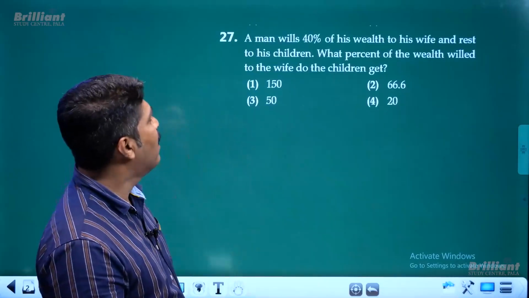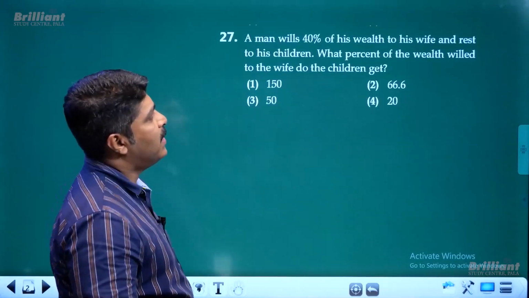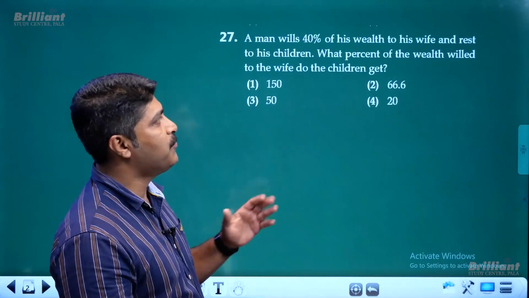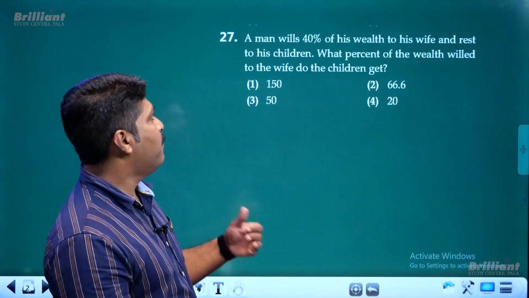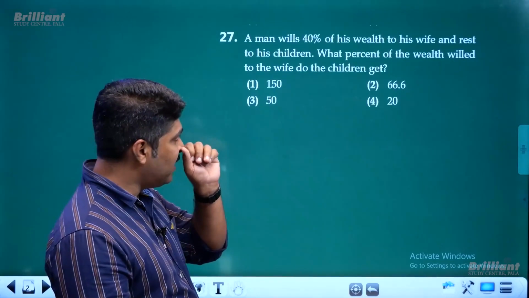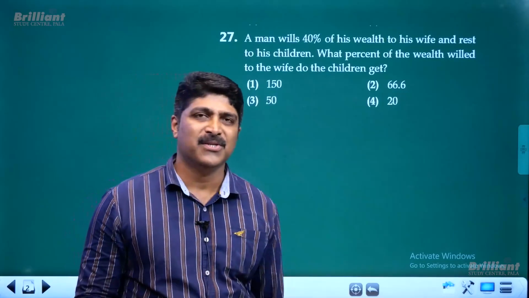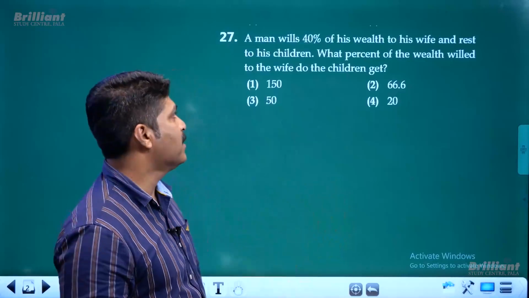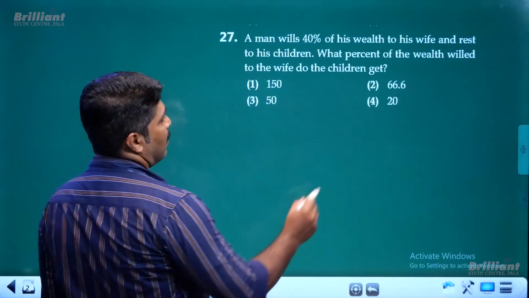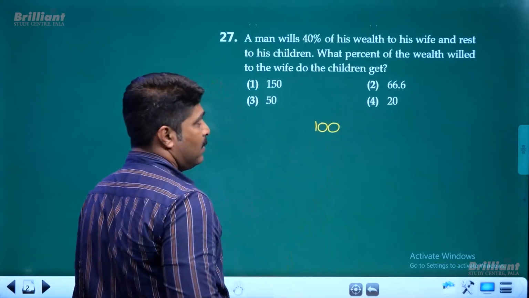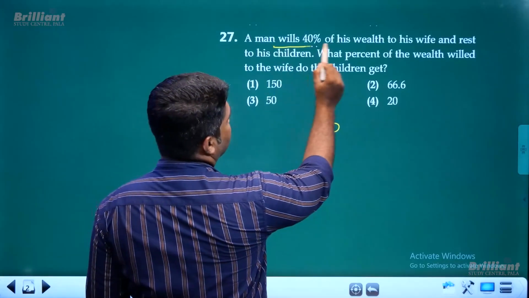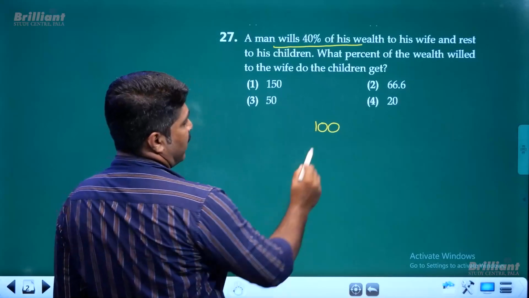A man wills 40% of his wealth to his wife and the rest to his children. What percent of the wealth willed to the wife do the children get? It's a percentage question. You have to understand the percentage concept here. So here the simple logic: suppose the total wealth is 100. So it's willed towards the wife, that is 40.